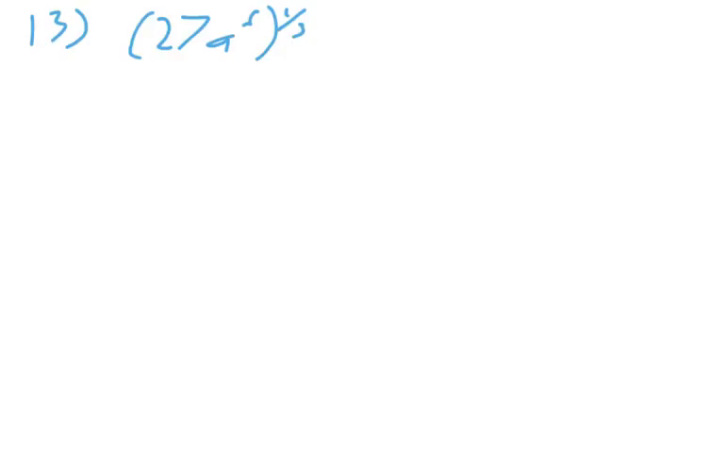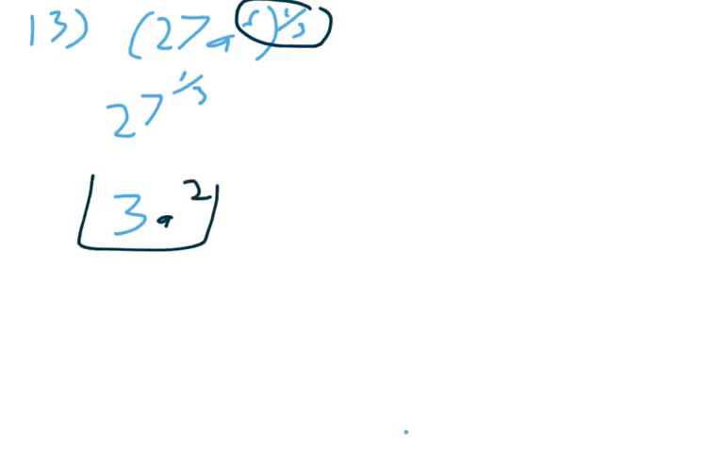For this problem, we got 27, 8 to the 6 to the 1/3. And so when I do this, 27 to the 1/3 power turns out to be 3. I multiply these two numbers. 6 times a third is 2. So we got 3a squared.